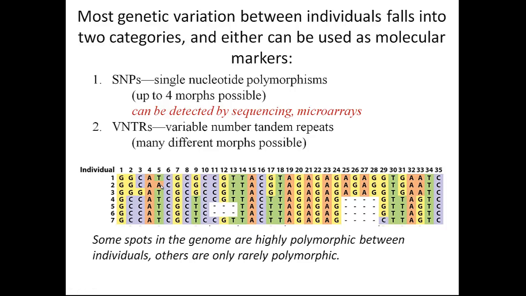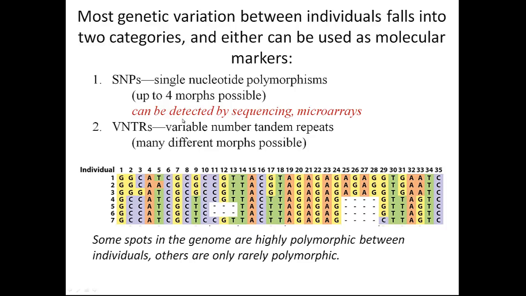So for SNPs, there are really only 4 bases that are possible, so we call these different forms of the SNP. And so another term for that, for different form, is a different morph. We can detect what kind of SNP a particular person has at a certain location by sequencing their DNA. We also, very commonly, use something called a microarray, which we'll talk about later in the course. And historically, people used to use something called restriction fragment length polymorphisms.